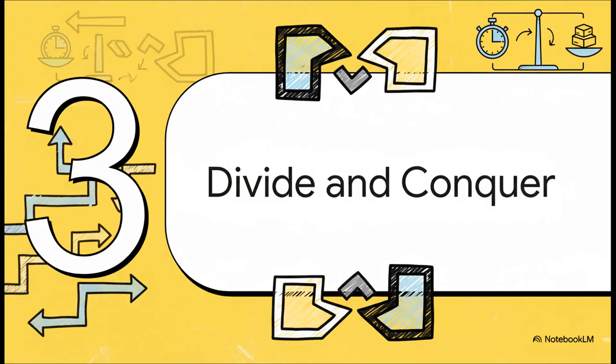So we've just seen two simple strategies that work pretty well for smaller lists. But what happens when you're not dealing with a deck of cards? What if you have a massive data set, millions of items?